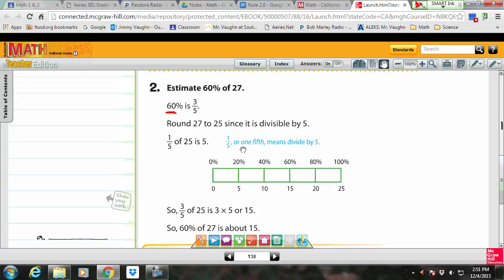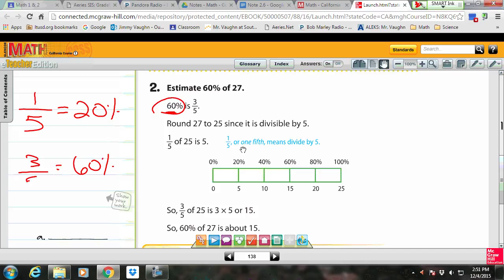recognize that 60% is 3 times 20%. And if you go back and look at what I wrote up there, it says 1/5 equals 20%. So if I want to get to 60%, how many fifths would that be? That would be 3/5.